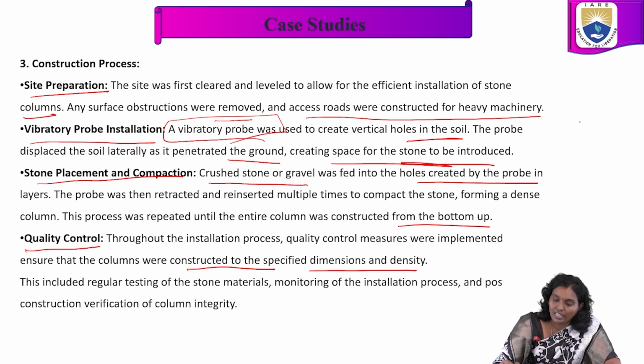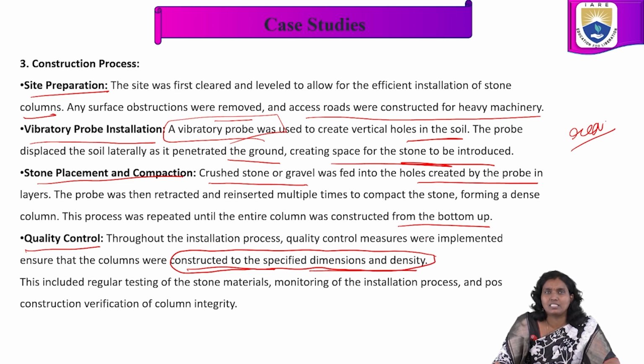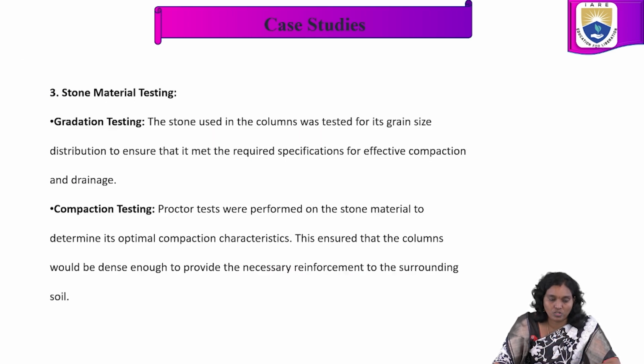Whether the required stone column densities are being followed or not, we ensure it whenever we monitor the specified dimension and density. This includes regular testing of stone materials, monitoring of the installation process and post-construction verification of column integrity. So these are the steps involved in the construction process.